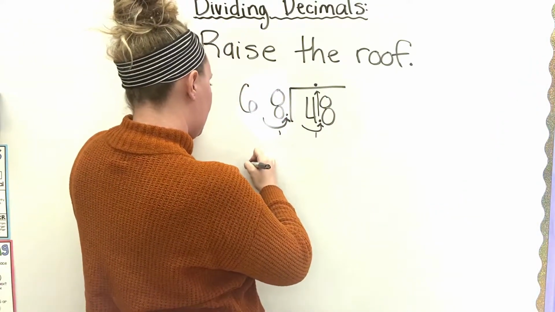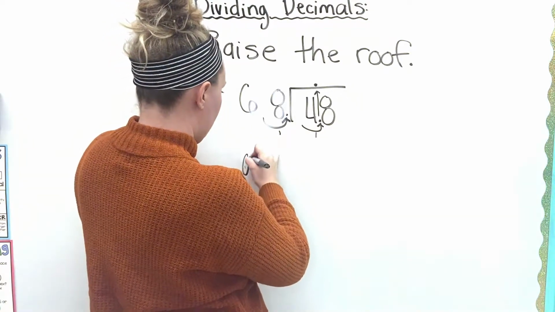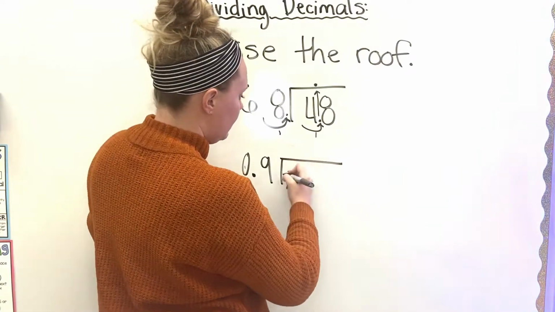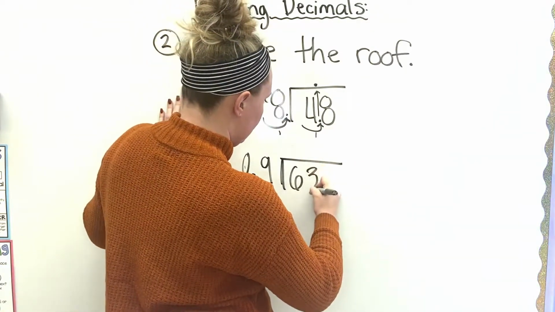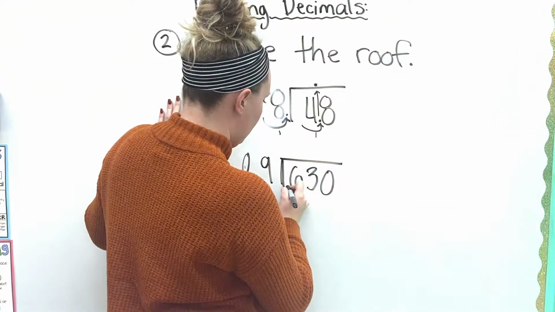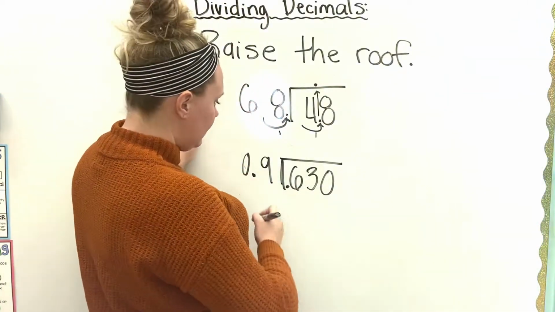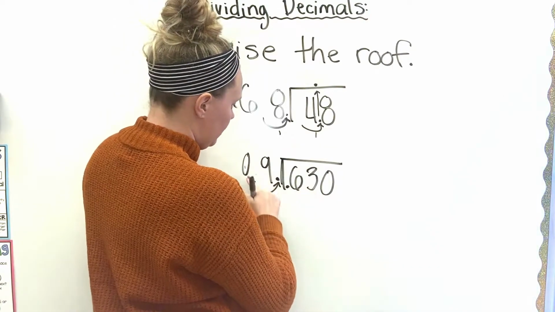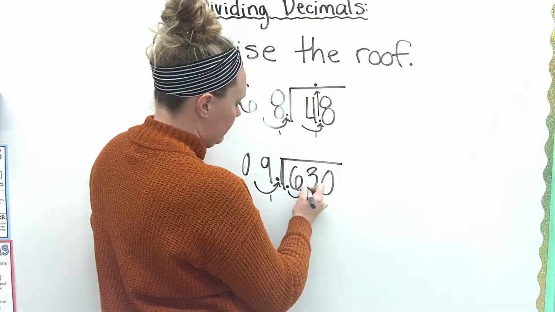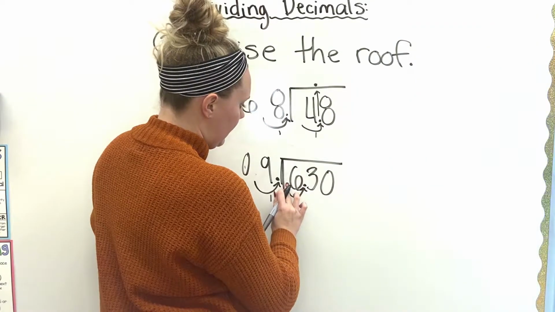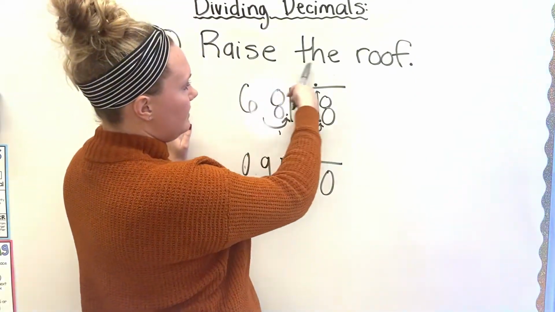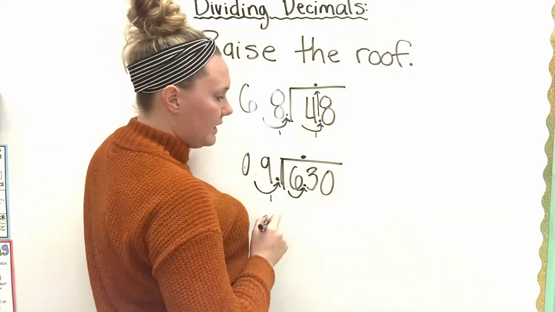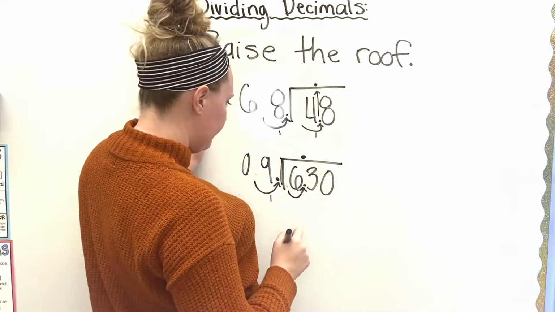Let's say if you had 9/10 as your divisor, and let's say you had 630 thousandths as your dividend. Let's say you go through the process, you make it legal, you jumped one time outside, so you're going to jump one time inside to make it match. The next thing you would do, again, raise the roof. So you're going to take that decimal and raise it straight up to the roof, and it's just going to sit on the roof and wait.